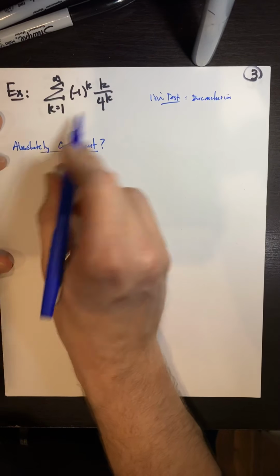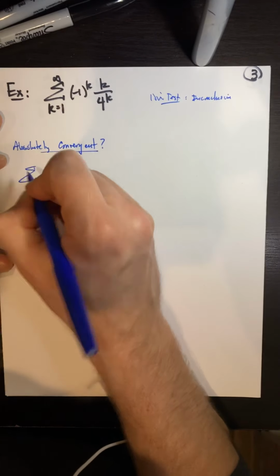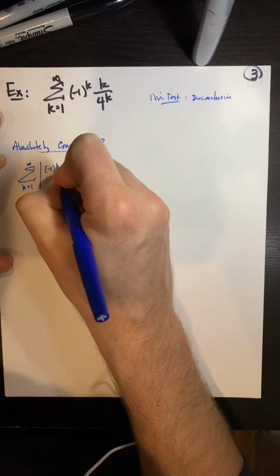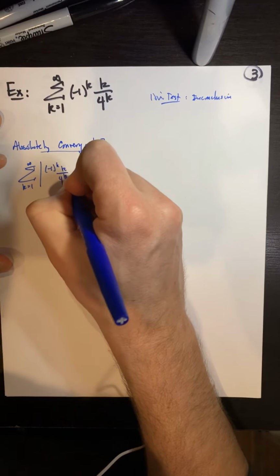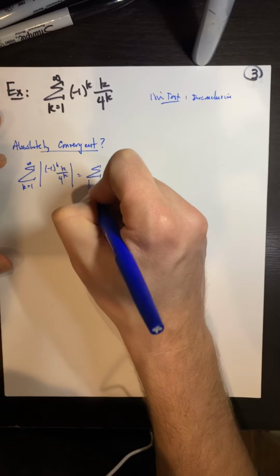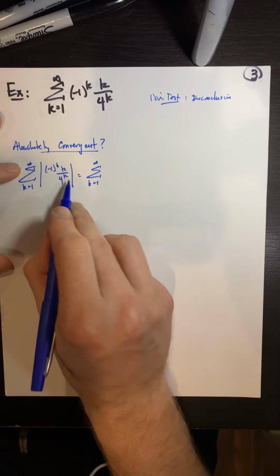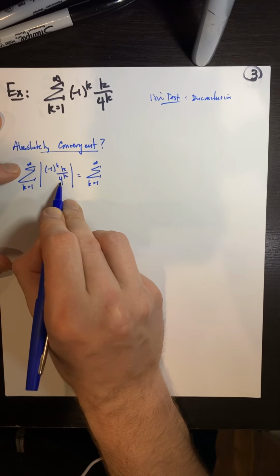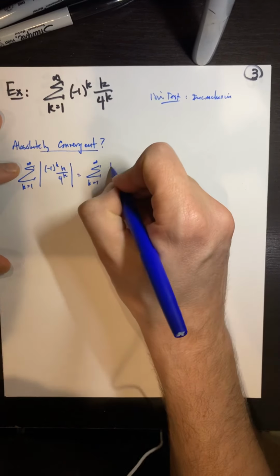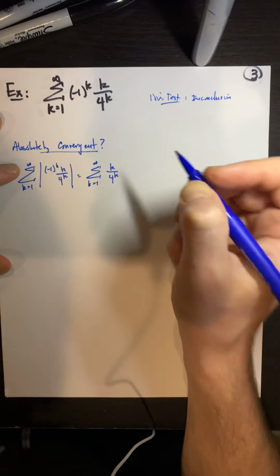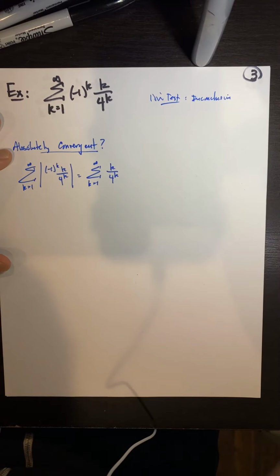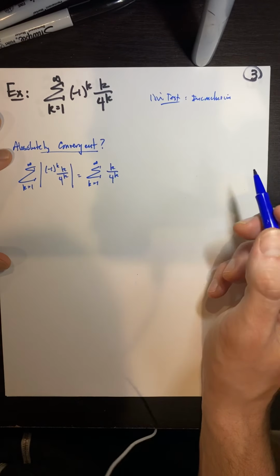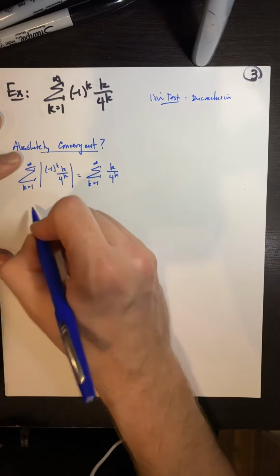So let's look at absolute convergence. So here I'm going to look not at the original series, I'm going to look at the absolute value of the series. That's what absolute convergence means. So when I do the absolute value of this, k is always positive, so that just stays the same. 4 to the k is also always positive. The only thing that gets deleted here is the (-1) to the k. So this is the series now that I'm looking at. Okay, since it has a 4 to the k, I'm going to use the ratio test for this.